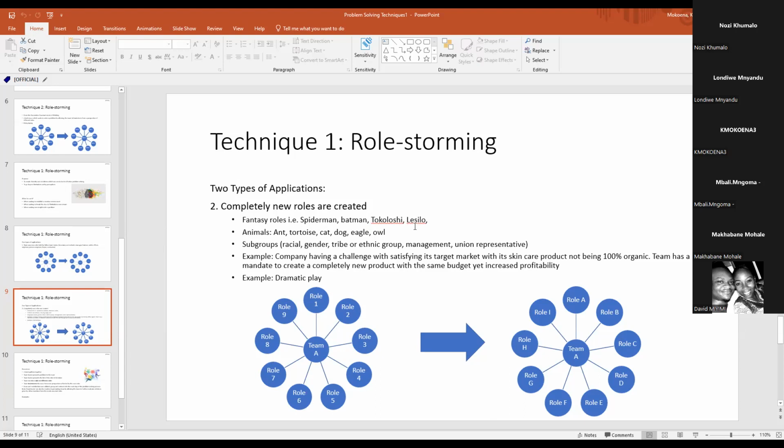How is it Tikoloshi? Yeah, the Tikoloshi comes from the class notes, by the way.